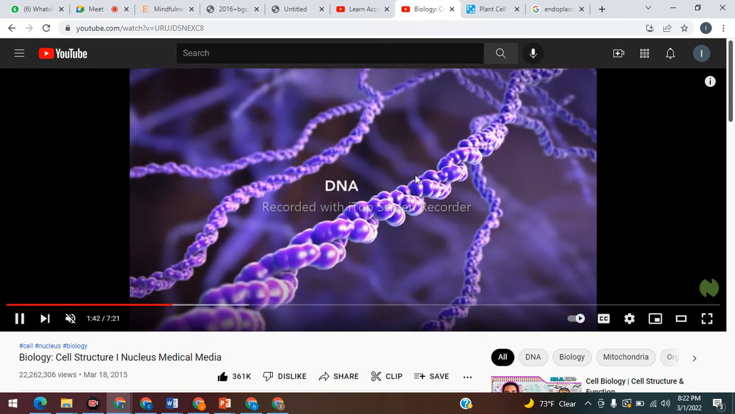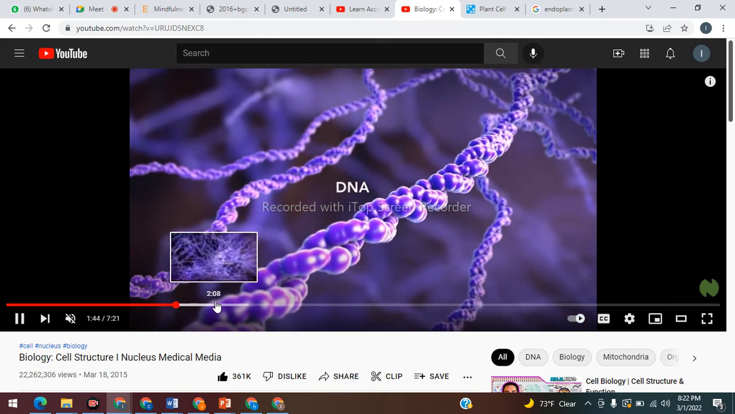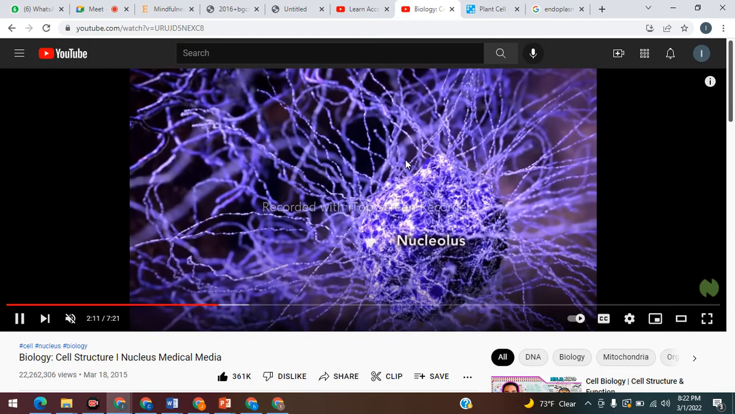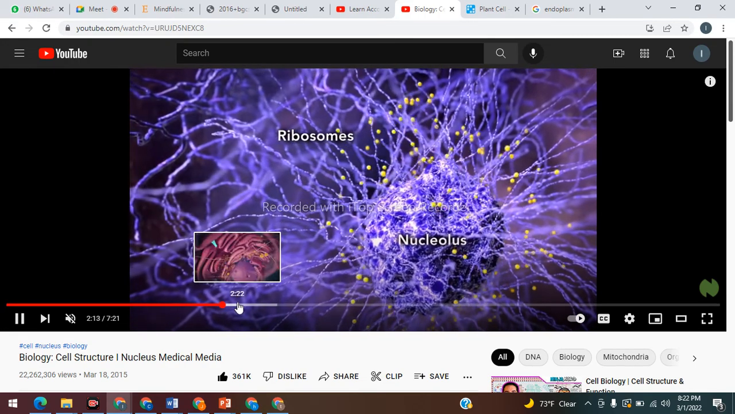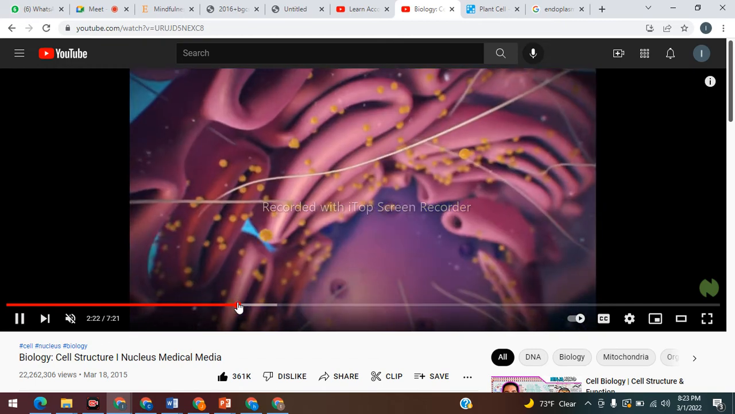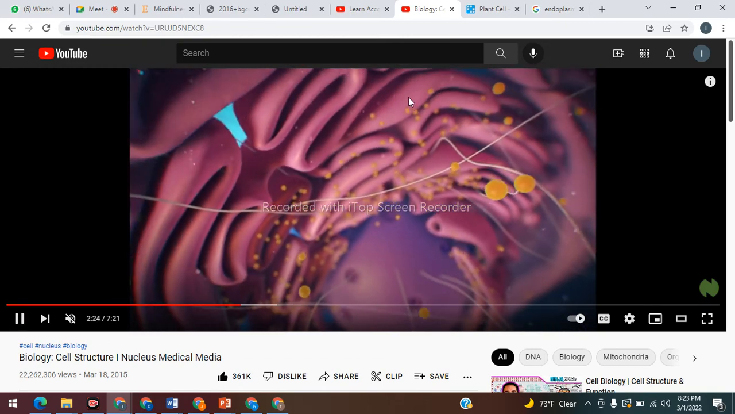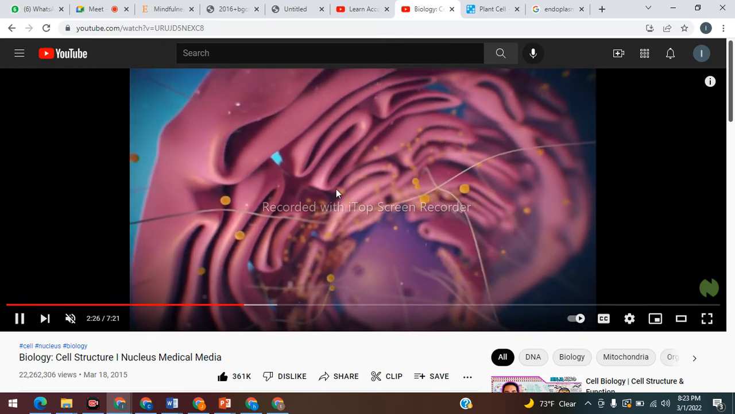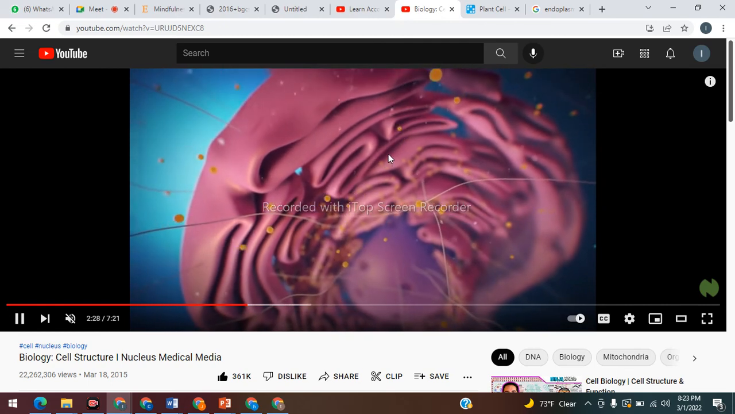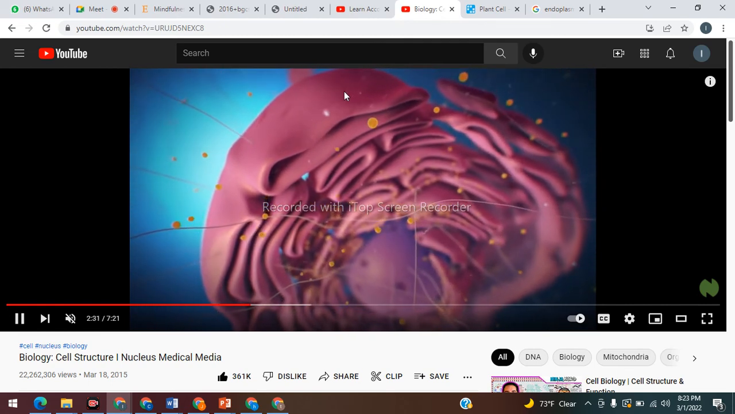So they're zooming into the nucleus, which shows the DNA inside the nucleus, the genetic code. All right. Then they're gonna talk about the ribosomes and this is the rough endoplasmic reticulum, right? And then we have the smooth endoplasmic reticulum.